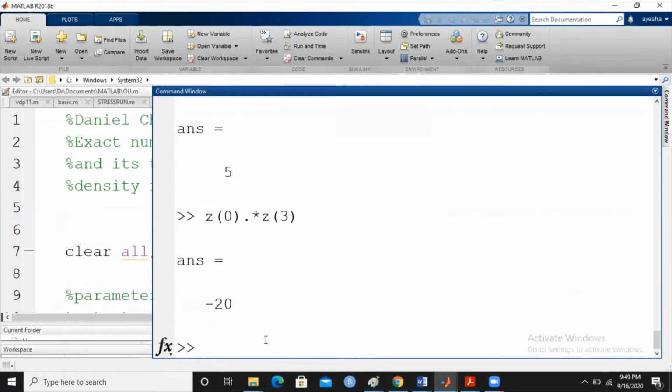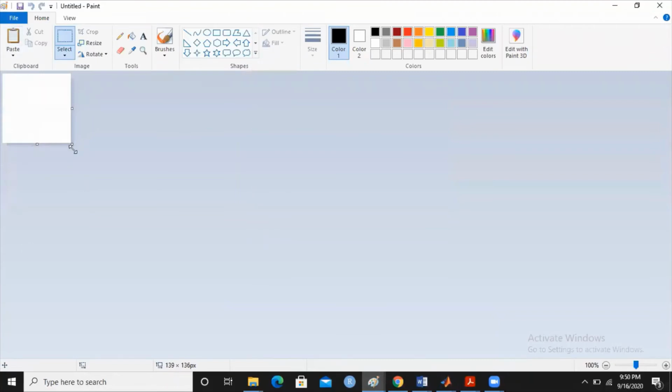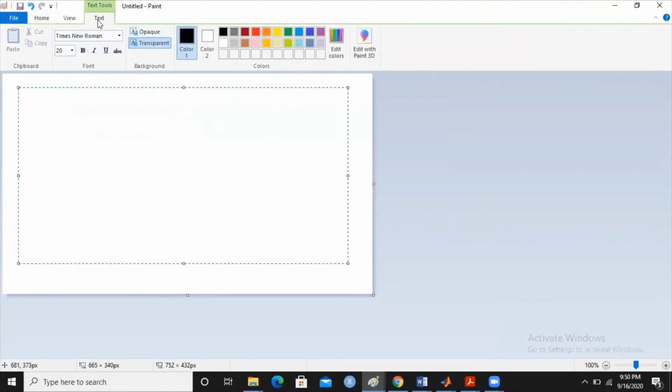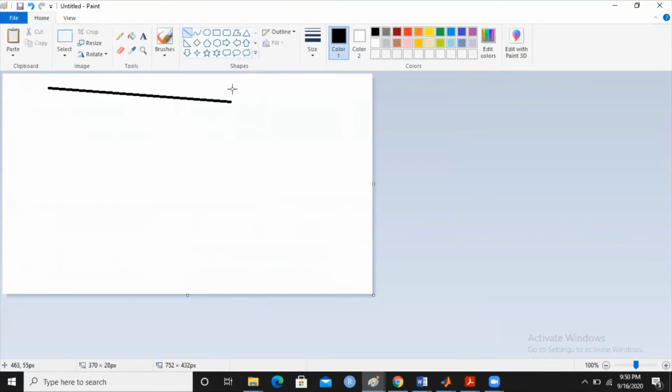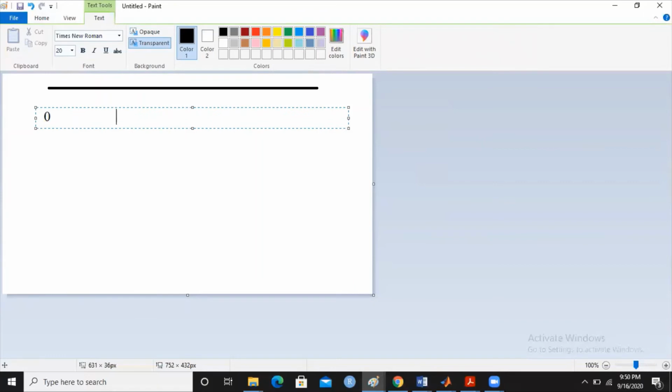So what is the midpoint of this interval? 0 plus 3 divided by 2 is 1.5. So the midpoint is 1.5. I have this big interval. I have 0 here, the midpoint 1.5, and 3. The first prerequisite was to check that z of 0 times z of 3 is less than 0. That was correct. Now I have divided the interval into two parts. I have now two subintervals, 0 till 1.5 and 1.5 till 3.